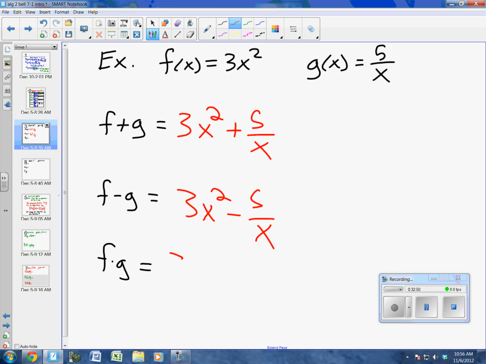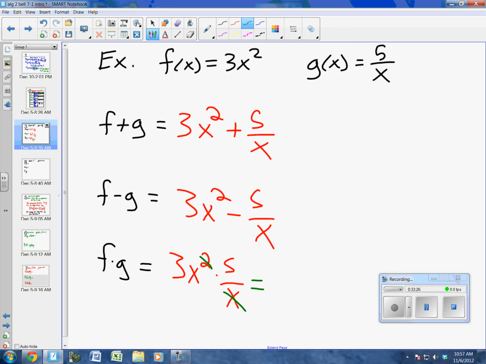Yeah, but there's still an x. No, this is an x squared, and this is an x in the denominator. And we have 3x squared times 5 over x. This one does simplify. Does anybody know what it simplifies to be? Well, actually, this x will cancel with one of those x's.